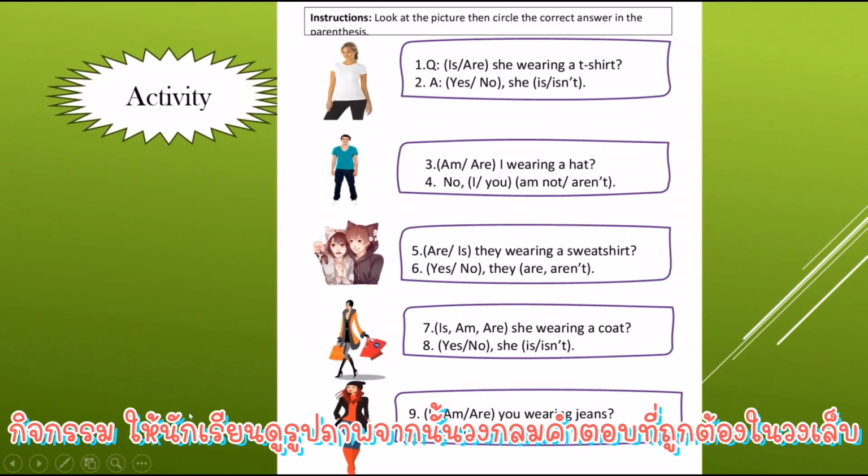Alright, so for your activity in this lesson, I would like you to answer this activity. Look at the picture, then circle the correct answer in the parentheses. So you have to circle the correct question word in the question, and then in letter A, in the answer number 2, you have to circle the answer with yes or no, or is or isn't. You have to look at the picture, okay? And circle the correct answer.